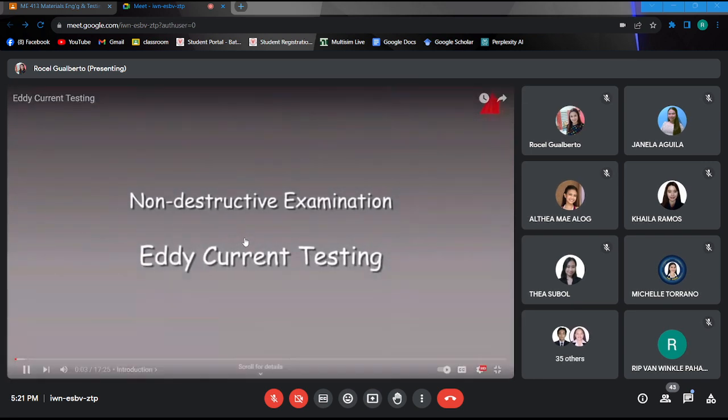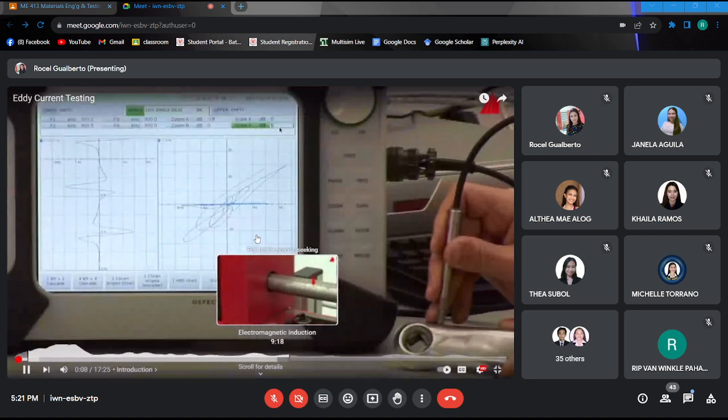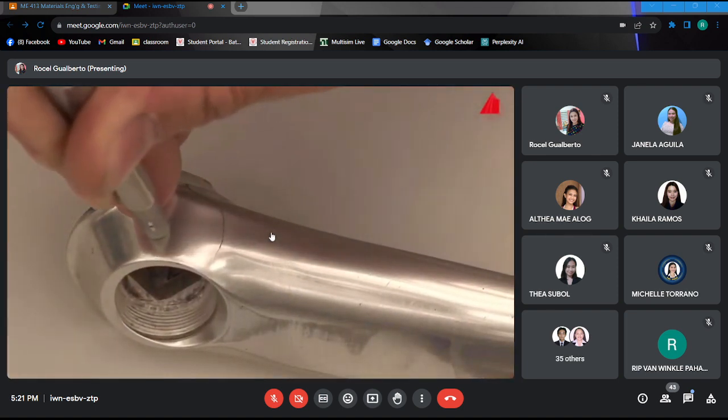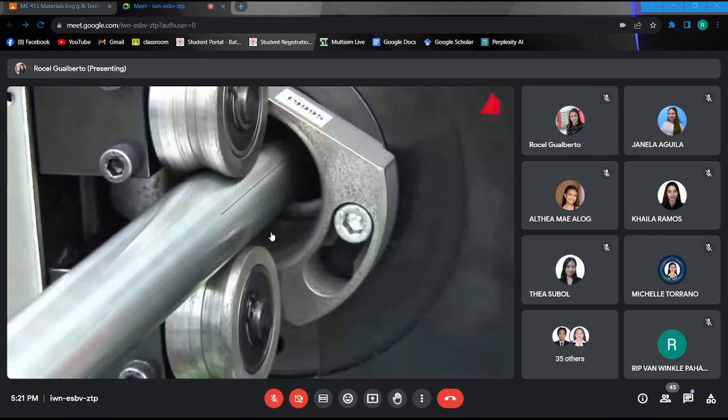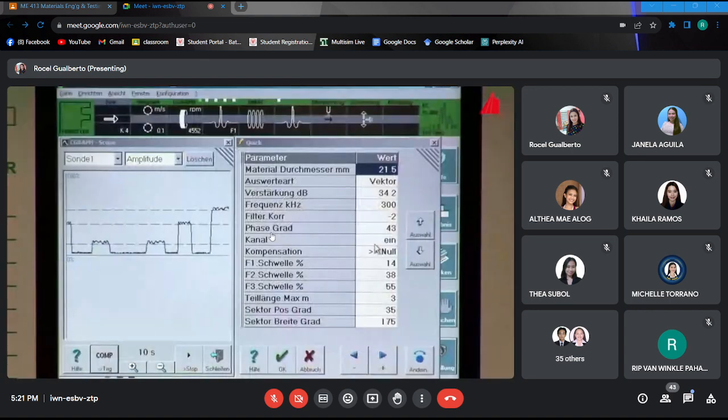Non-destructive examination, eddy current testing. Eddy current testing has been indispensable for a long time, both as a non-destructive material examination by hand and as a fully automatic method. Near-surface defects in workpieces can be tracked and specific material properties can be determined.